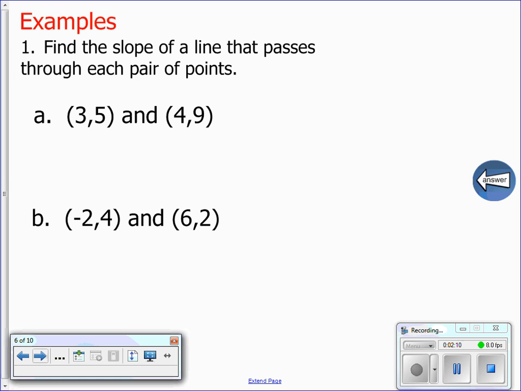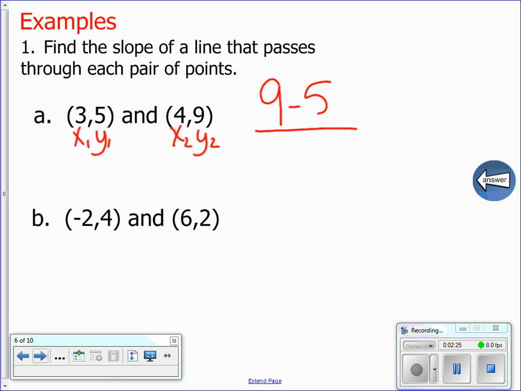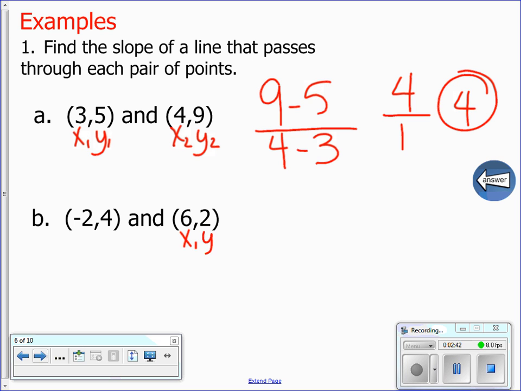So let's do some examples. If we decide that this is x1, and this is y1, and this is x2, and this is y2, I'm going to do y2 minus y1 over x2 minus x1. 9 minus 5 is 4. 4 minus 3 is 1. My slope is 4.